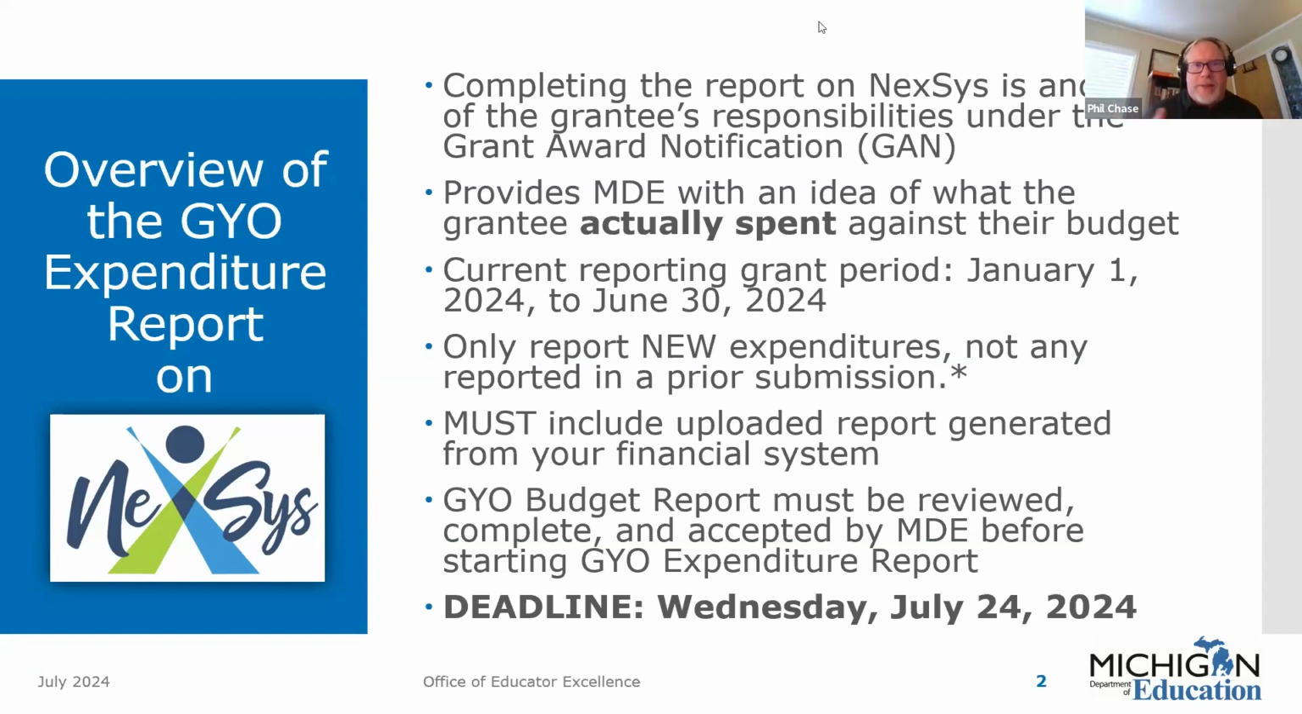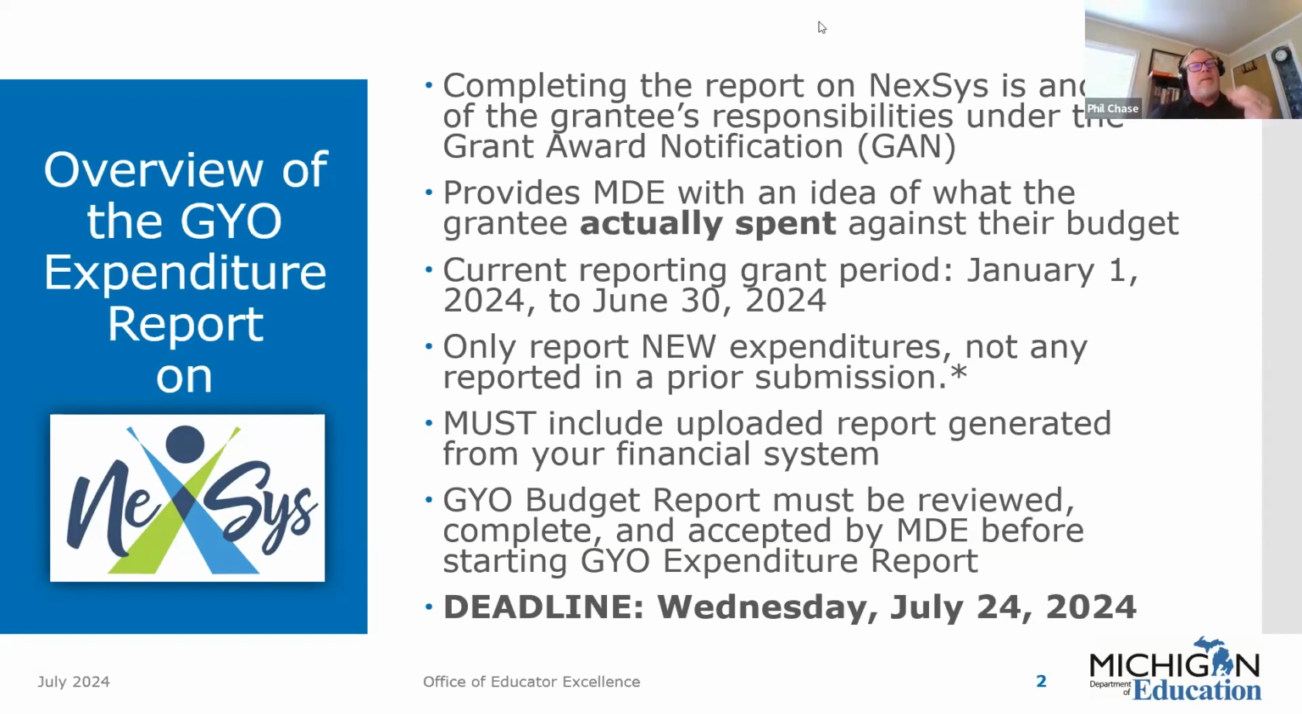We just wanted to get right to the GYO expenditure report. There's still something you have to do back on the budget report, and that is just to accept the report or accept the amendment. You have to accept it on your end so that we can move you forward to the GYO expenditure report step. Very important: the deadline for the GYO expenditure report is Wednesday, July 24, 2024.